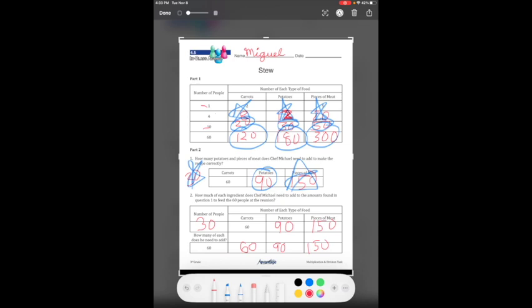All right, good job. Make sure you have all those circles, all those stars, and you're good to go. Make sure you also write the correct answer on there.